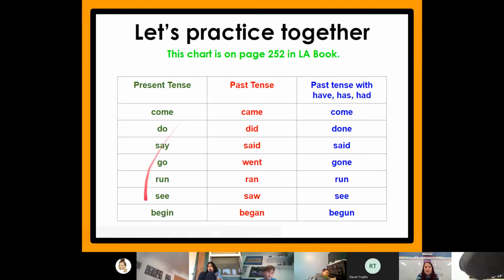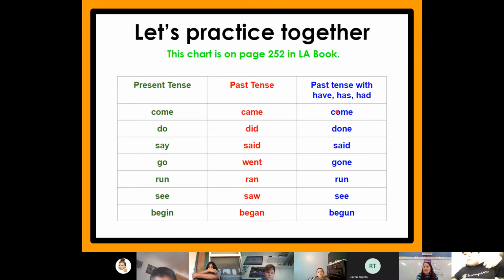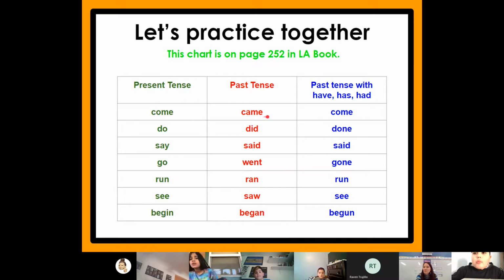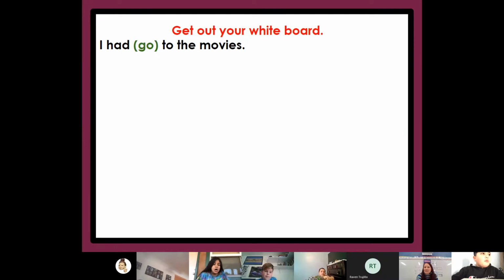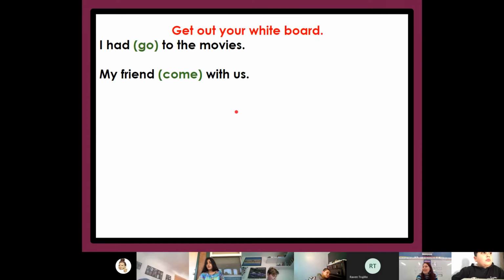Okay, so let's look back at that chart. The word was come, present tense. We need to change it to one of these. So we know it didn't have a helping verb, so which would be the correct, not went, because went would be the past tense of go, but the word was come. So what would we use to replace come? David? To replace come. Yep, look at the chart here. Come, the past tense is? Came. Came, that's right. And the reason we're using came is because it doesn't have a helping verb. So on your whiteboards, write the word came. My friend came with us.